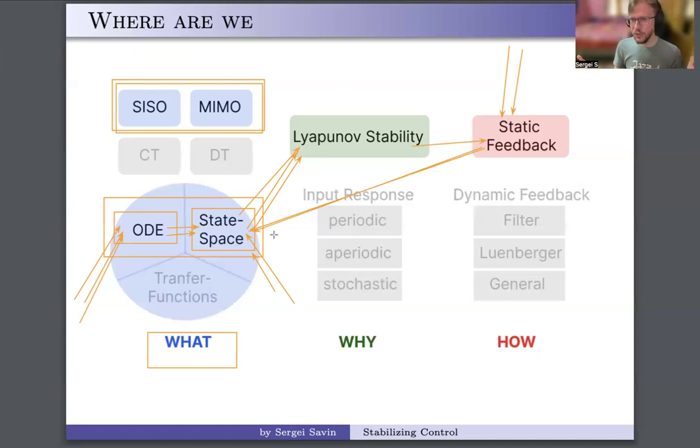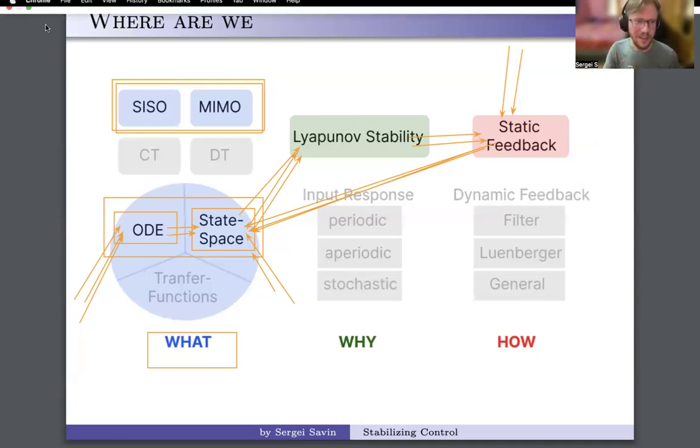So I hope you get the idea why we started with state space and ODE, went to stability, and went to static feedback, right? Stability motivates why we need to control anything. In the labs that you are going to do in your practical sessions, you are going to use state space representation specifically, both for Lyapunov stability design check and for stabilizing control design. So those are all interconnected, all interlinked. And as we go on, we will have more of those.